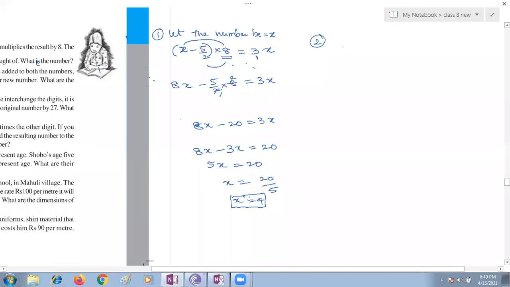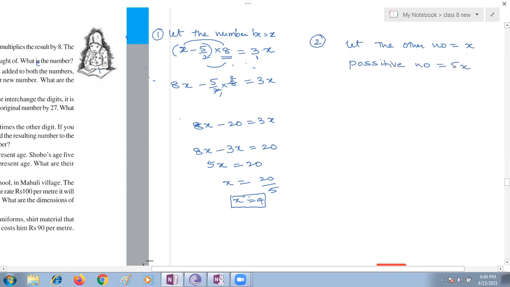First step: let the other number be x. Very good. The positive number is 5x. The other number is x, and the positive number is 5x.